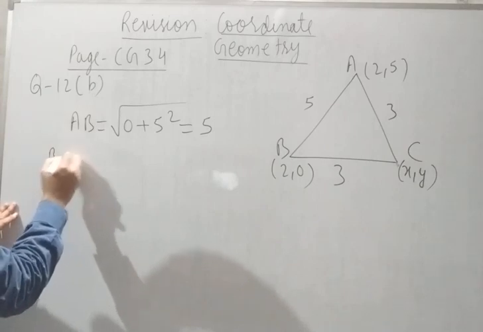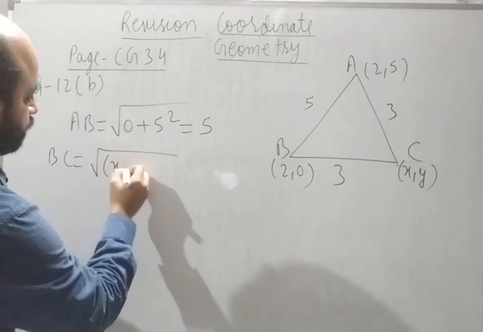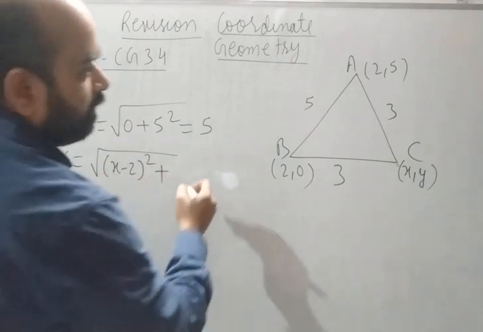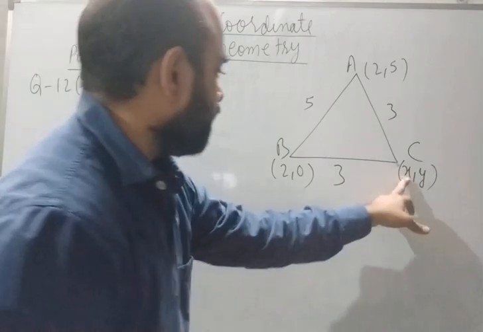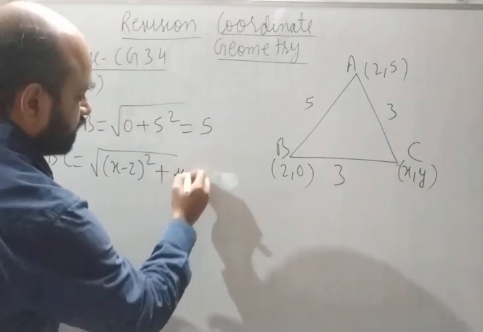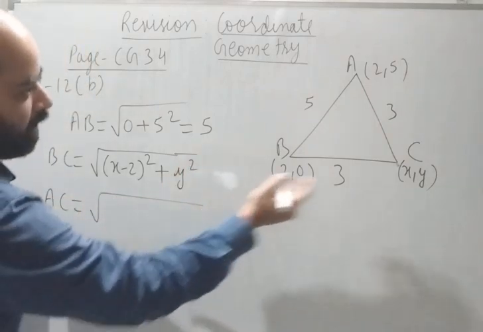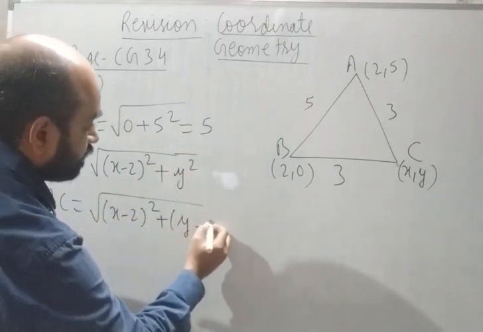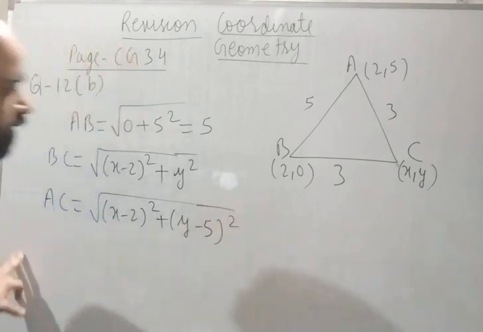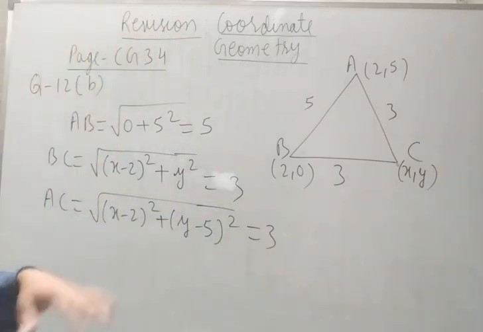So what is BC? Calculate. So BC will be x minus 2 whole square plus y minus 0, that is y square, and AC is x minus 2 whole square plus y minus 5 whole square, correct? And both are equal to 3, and both are equal also. So we can solve like this.